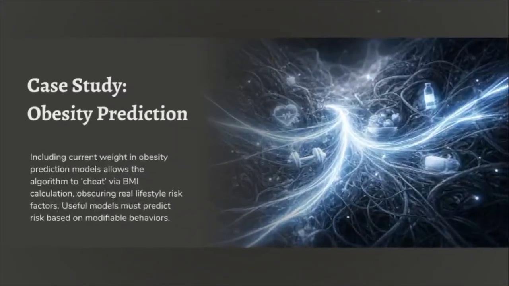Let's consider another example. If you include weight and height in an obesity prediction model, the algorithm will simply learn to calculate BMI and achieve near perfect, but clinically useless accuracy. The real value lies in predicting risk from modifiable lifestyle factors that can inform interventions.